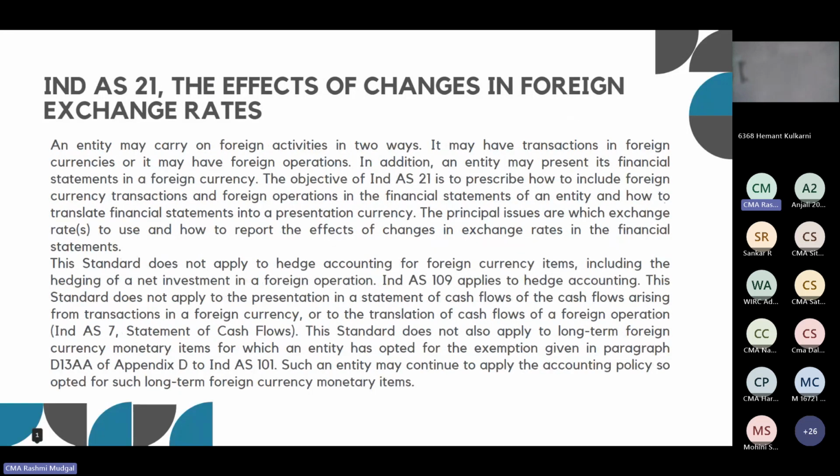Okay, next we are going to discuss Ind AS 21, the effect of changes in foreign exchange rates. As we are going out of the globe to do business, as we are going global, we wanted to improve our export. We actually wanted to go global for business purposes.